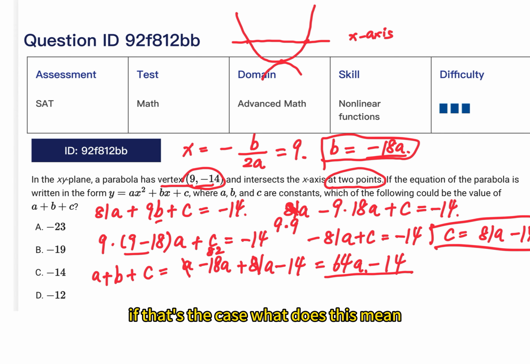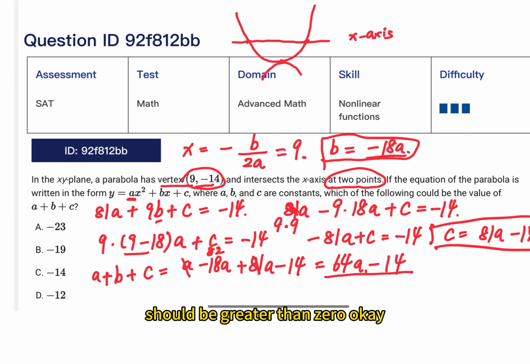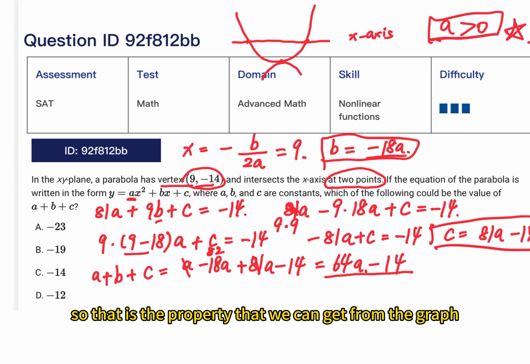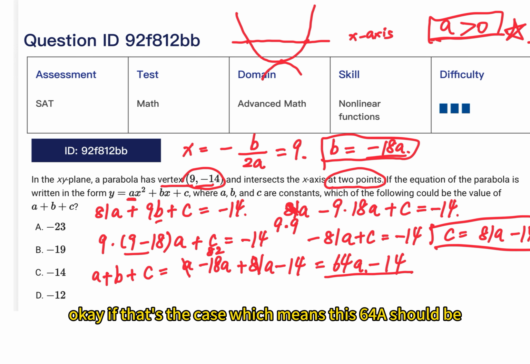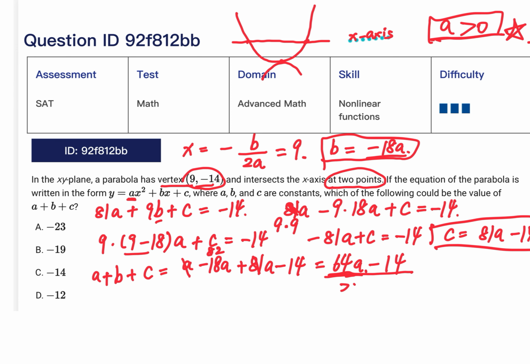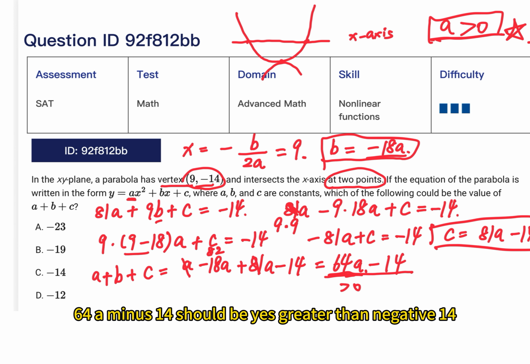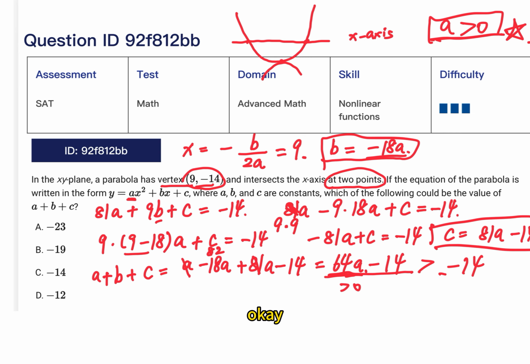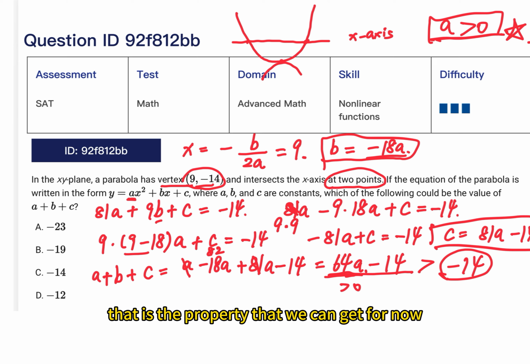If that's the case, what does this mean? This means that a here should be greater than 0. That is the property that we can get from the graph. If that's the case, this 64a should be greater than 0, and this 64a - 14 should be greater than -14. That is the property that we can get for now.